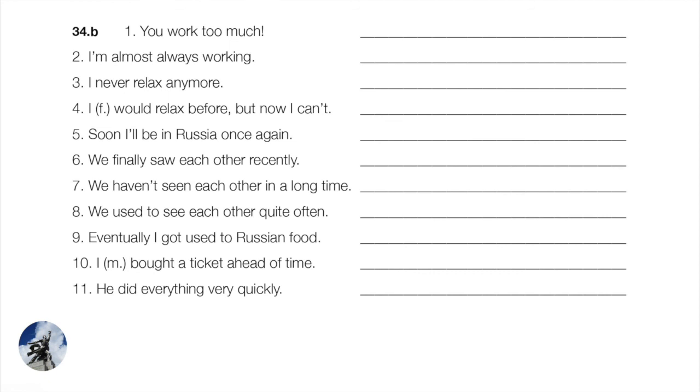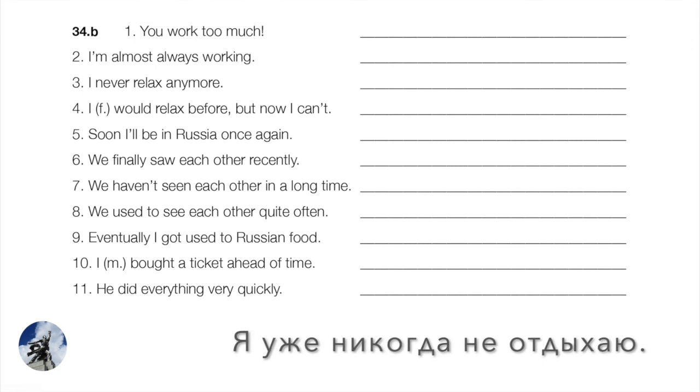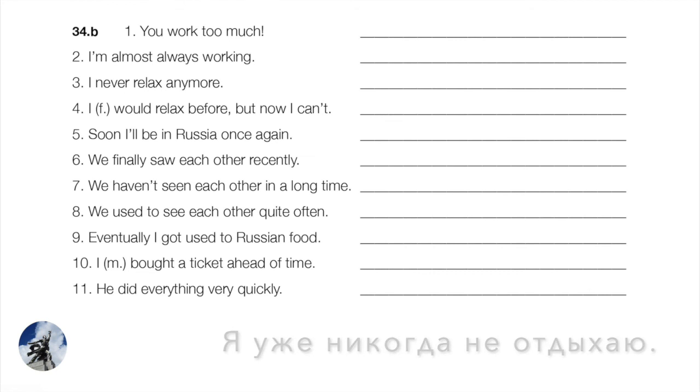Number 3, I never relax anymore. Again, we're combining a couple of these. Anymore, literally already not. Уже не. Now we need to throw in a никогда. Я уже никогда не отдыхаю. There's a nice example. That's grammatically an extremely simple little sentence, because the adverbs never change, but you can see how you combine a couple of adverbs and you get some rather, well, not sophisticated, but extremely useful expressions. Я уже никогда не отдыхаю.